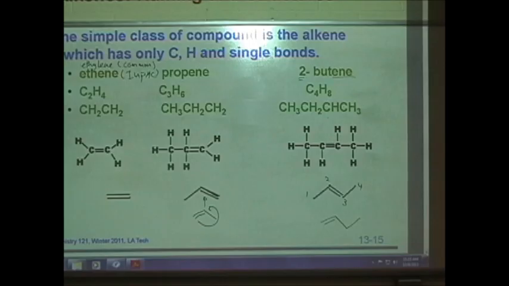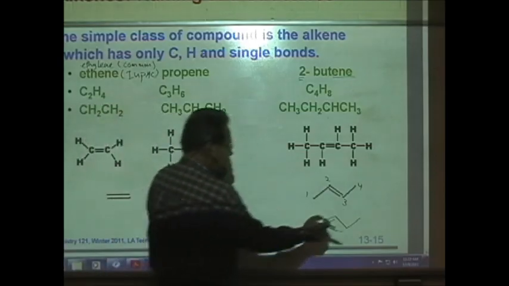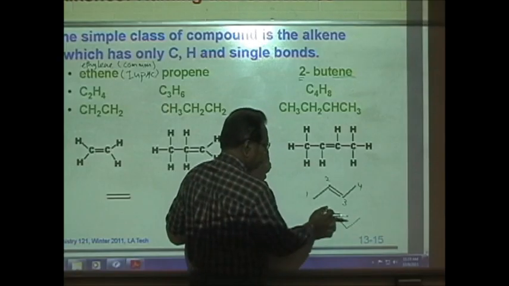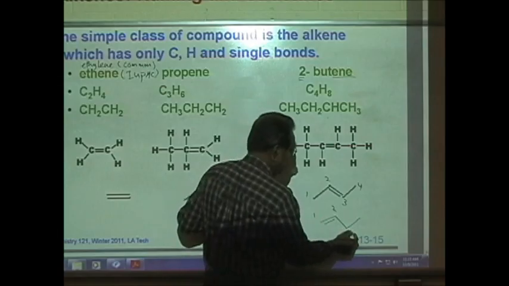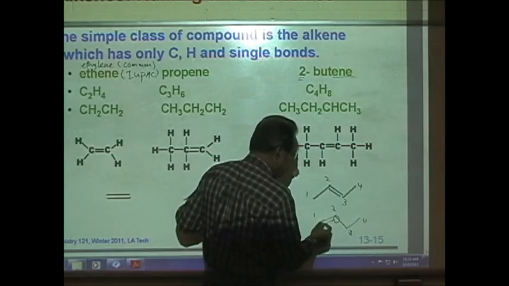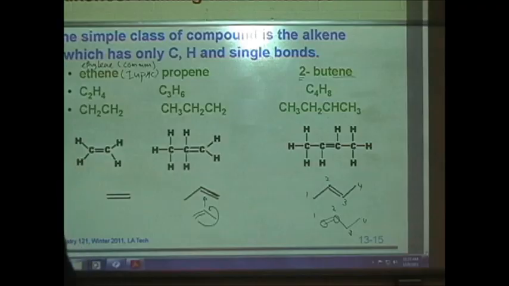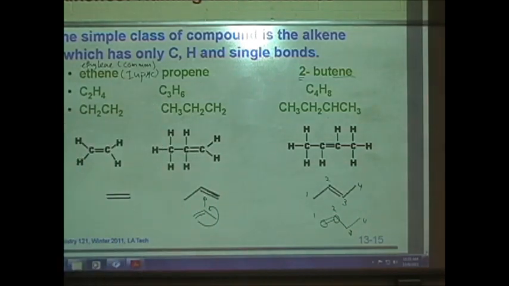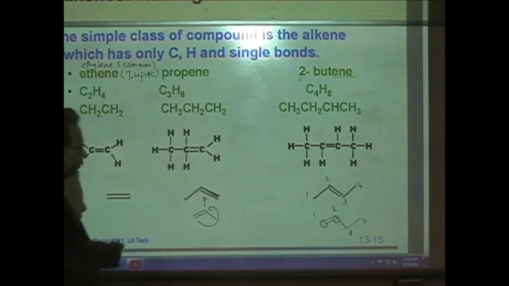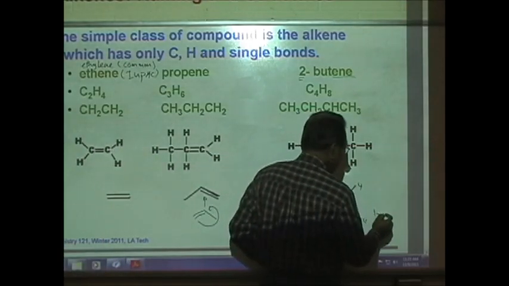How do you locate? How do you name it? How do you number it now? This way, 1, 2, 3, 4, or this way? Left to right. Left to right, I agree. So you try to give these two carbons the lowest number. That is the IUPAC naming principle. So always you try to give the double bond the lowest number, then whatever other groups, right? Then we name. Therefore, this is going to be 1-butene, right?